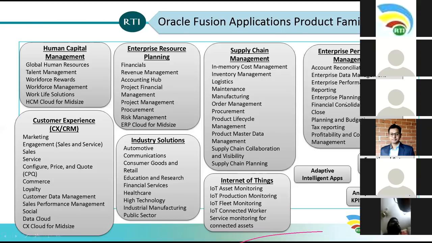Okay. So the remaining ones, ERP is more into financials, supply chain management, and enterprise performance management, and CRM sales, industry solutions, Internet of Things. Out of all these things, Internet of Things is another very, very powerful tool coming up nowadays. It's going to be in great demand in the future, which is more into machine learning and artificial intelligence, and tapping that machine learning and using it in our Fusion applications.